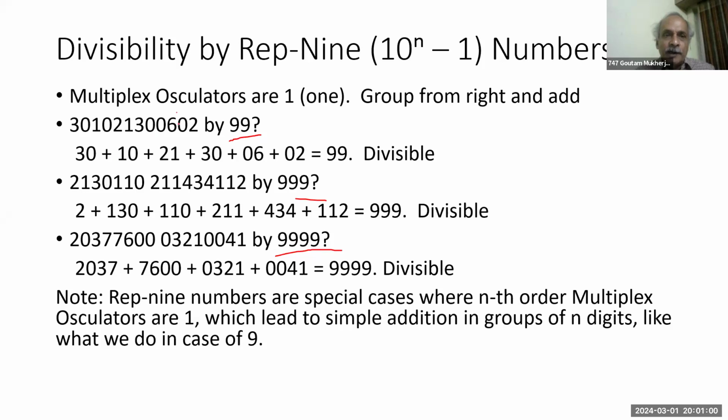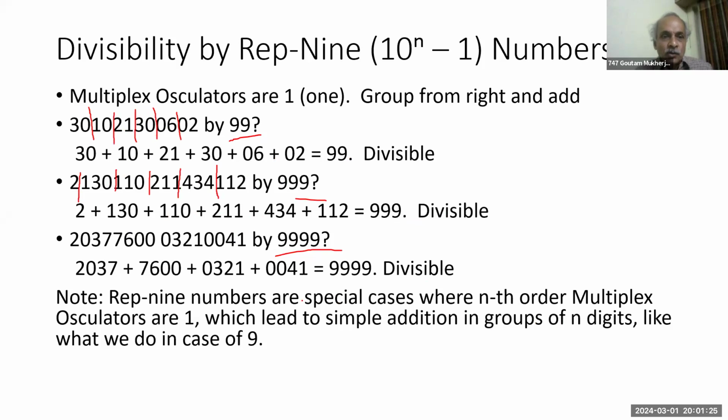Okay. This we divide into groups of 2, from the right, not from the left, from the right. And add. So this becomes 99, so it is divisible. Here you group by 3. Here you group by 3. It is called repeat 9 numbers. This number is 99, so divisible. This also is the same.